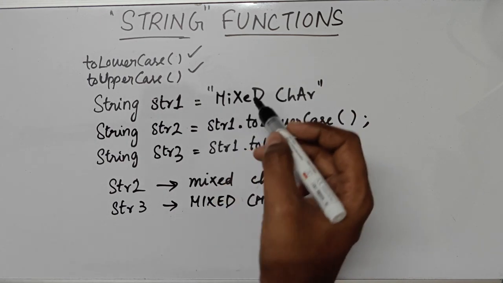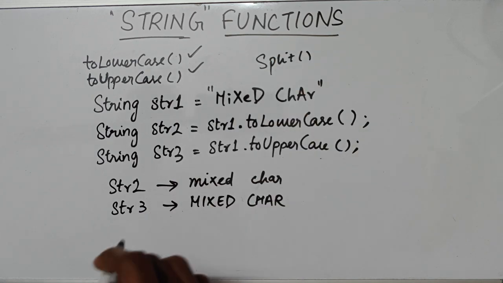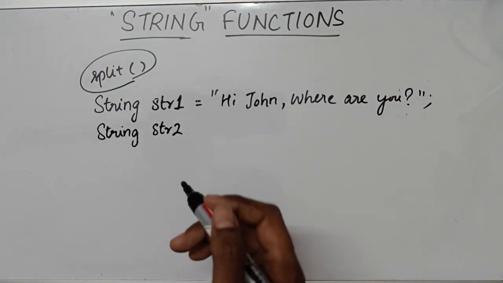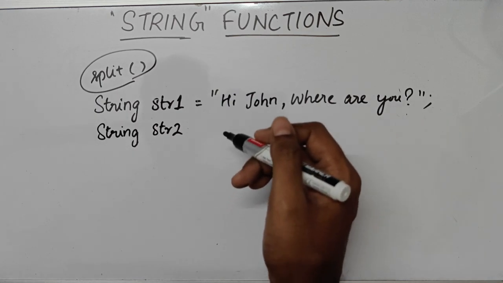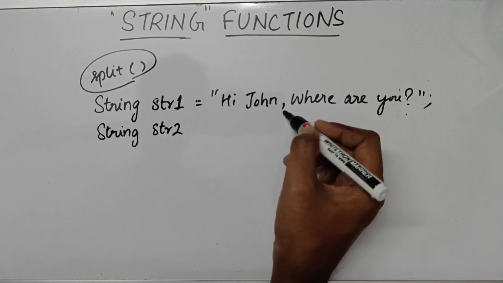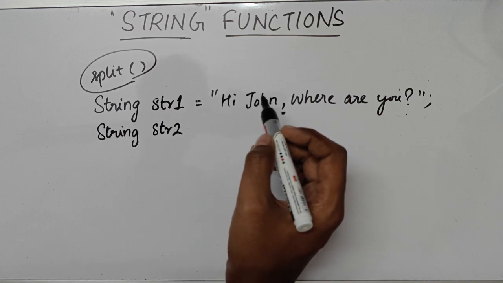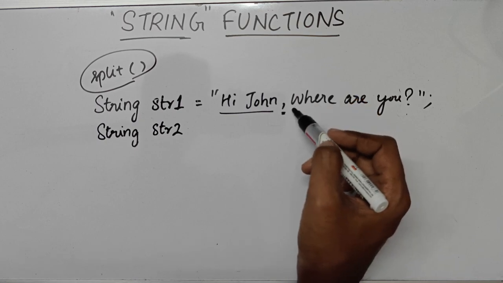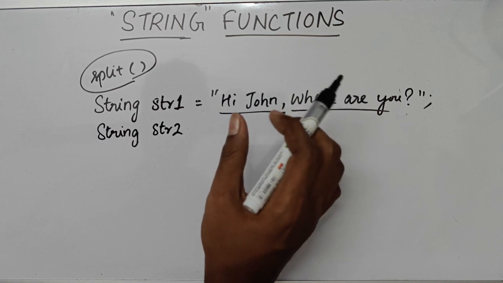Now let's see about split method. It is quite interesting. Let's see how it works. Okay, let's see about split. So split is quite interesting. So if you have a string, hi John, where are you? So we are going to split it into two. So now I'm going to split it using this comma. Okay, so if I split this, we are going to get two results, right? Hi John will be one string and where are you will be the other string. So we are getting two strings.